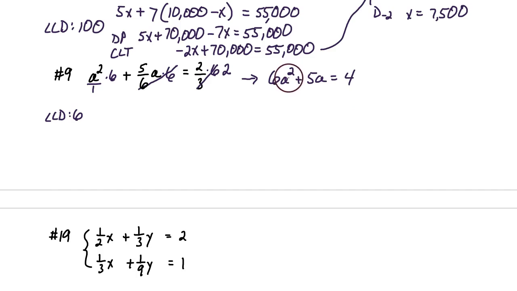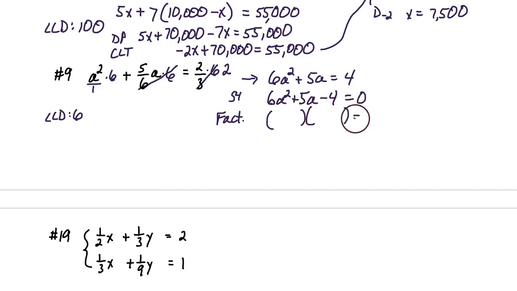The technique that we've used in the past is to get a 0 on the right side. So let's subtract 4 from both sides. We have 6a squared plus 5a minus 4 equals 0. Now factor that trinomial. It will factor using FOIL. There are some possibilities to make 6a squared. Could be 3a and 2a, or it could be 6a and 1a. Let's try 3a and 2a and see if it works.